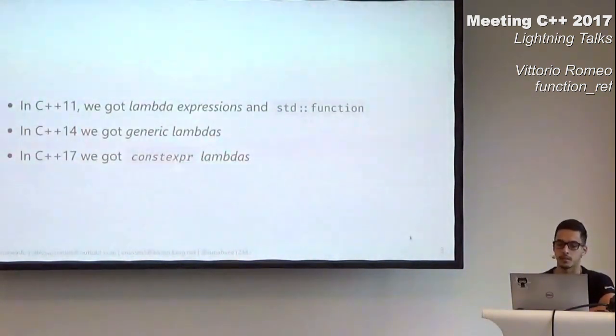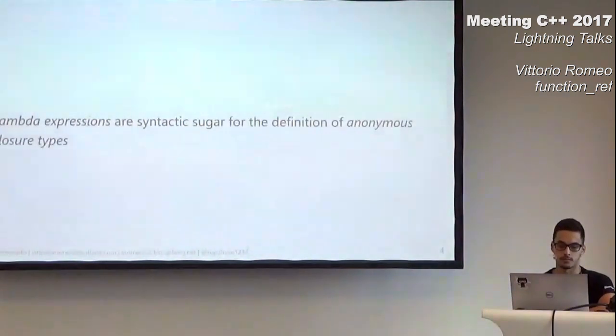And by that I mean, in C++11 we got lambda expressions and std::function. In 14 we got generic lambdas, 17 constexpr lambdas. So we definitely are putting a lot of effort into standardizing features that make functional programming easier.